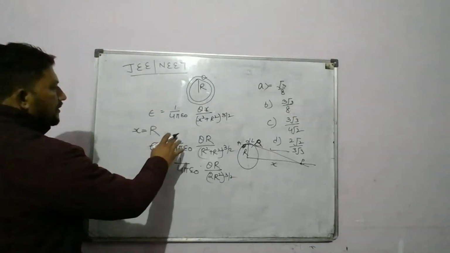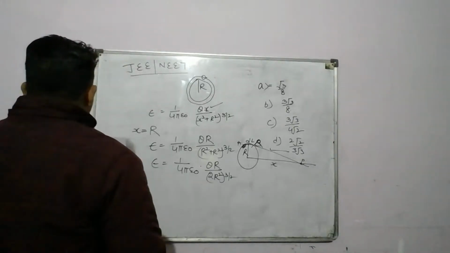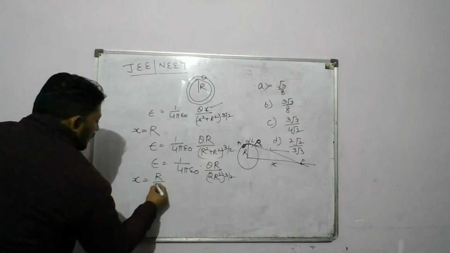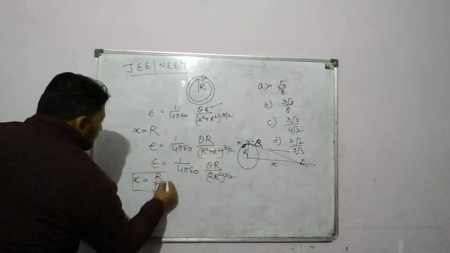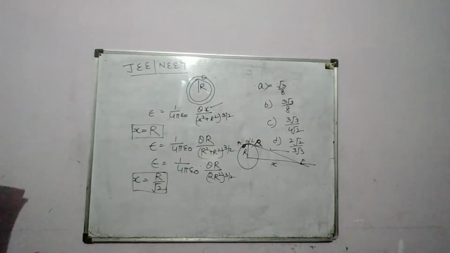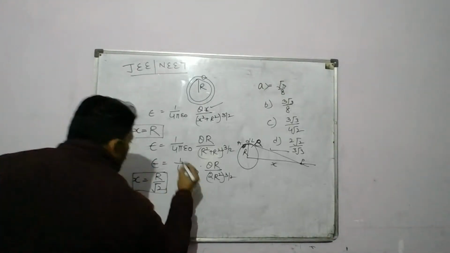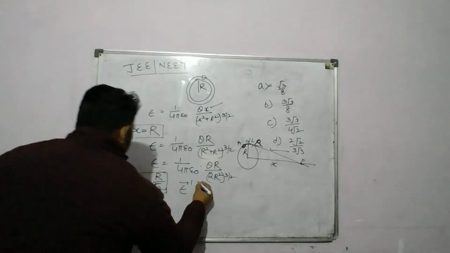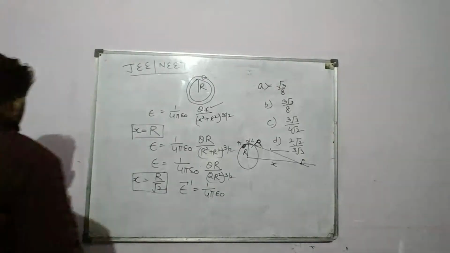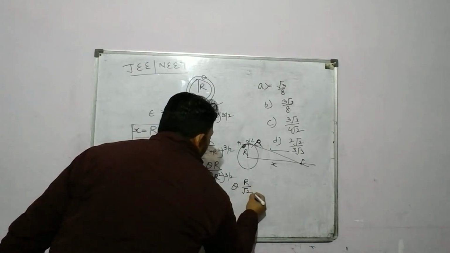If the distance is x and the second distance is given, that is r by under root 2, it means x is equal to r by under root 2. This is the second case, and that was the first case. So how to find? E dash is equal to 1 upon 4 pi epsilon 0, and the charge is Q, into r by under root 2.